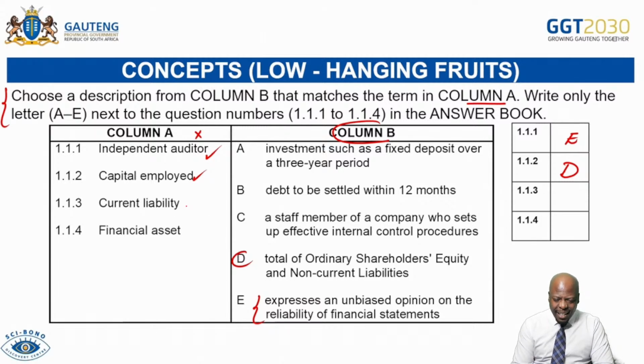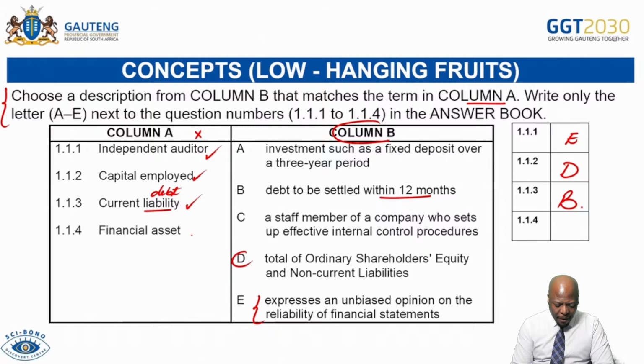And then current liabilities. What are current liabilities? All right. Current liabilities, once you hear the word liability, you know we're talking about debt. So these are debts to be settled within 12 months. So the answer, therefore, would be B.